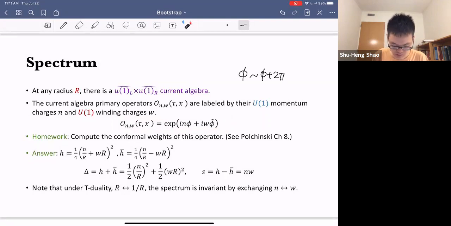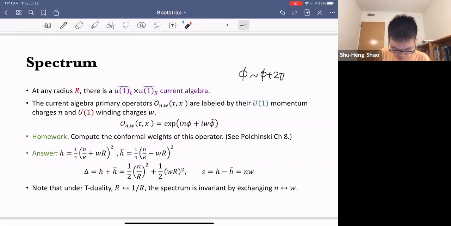All right. Now, there's one piece of information that I will not derive in the lecture, but it's well known in all the textbooks, which is to compute the conformal weight of this U1 current algebra primary operator as a function of your momentum charge and the winding charge. So I leave it as a homework, and the answer is given as follows. The left moving conformal weight is given by this, the right moving is given by that.